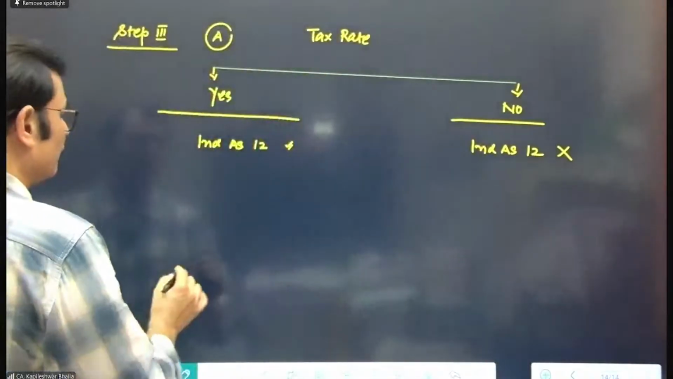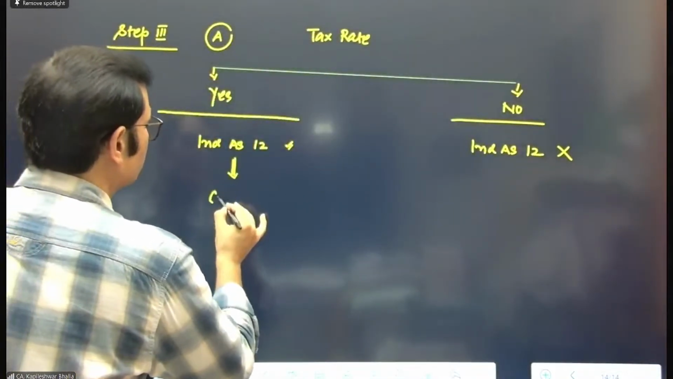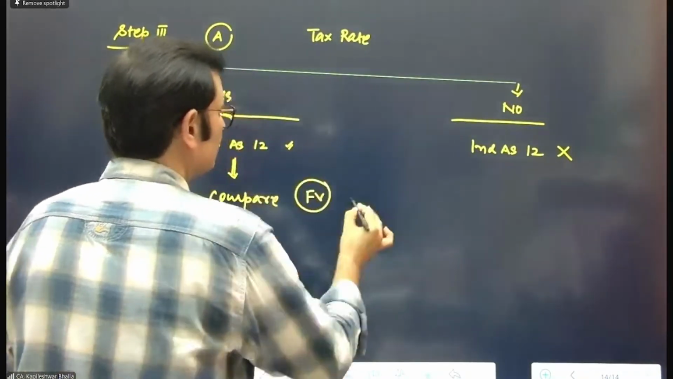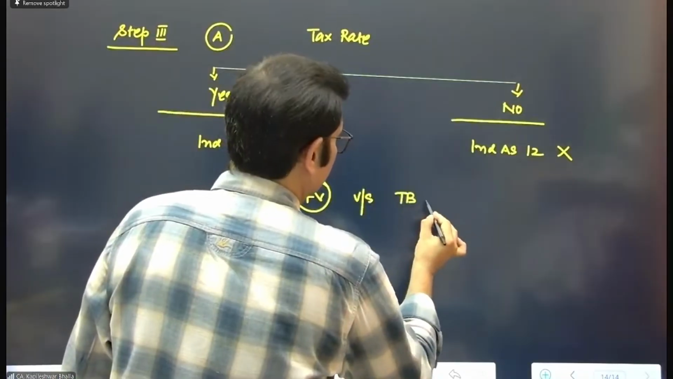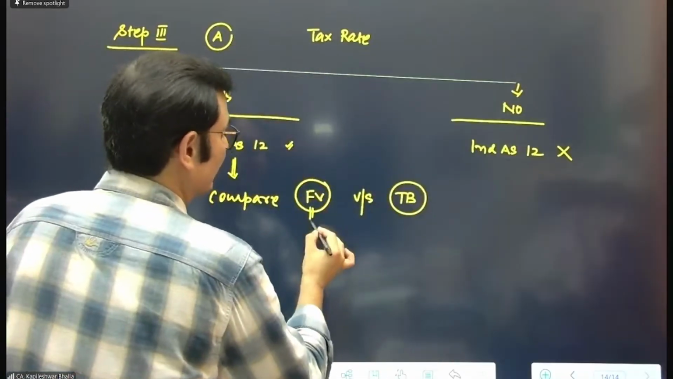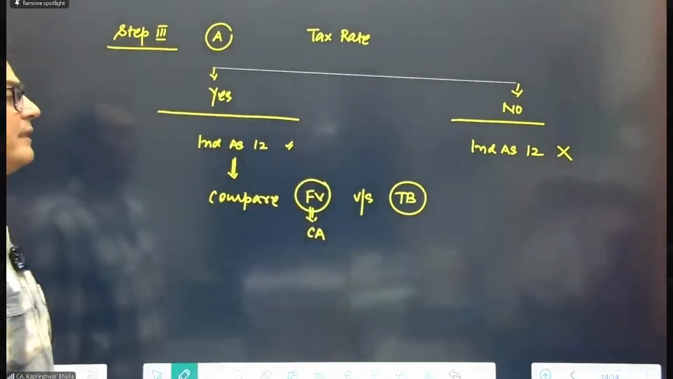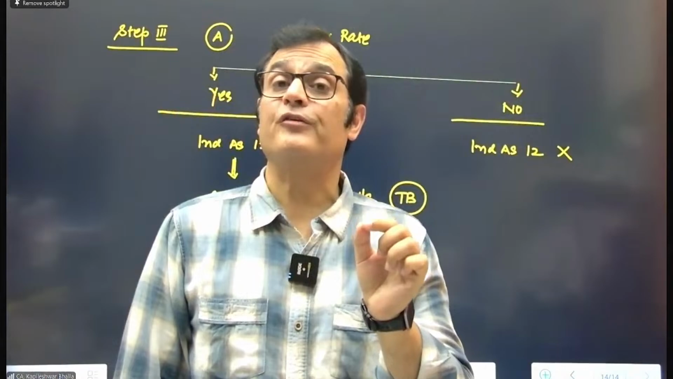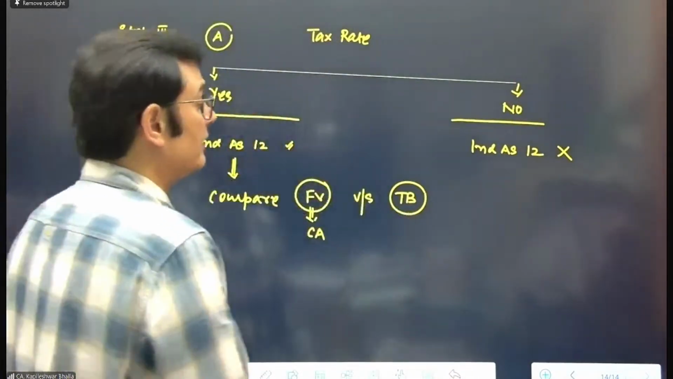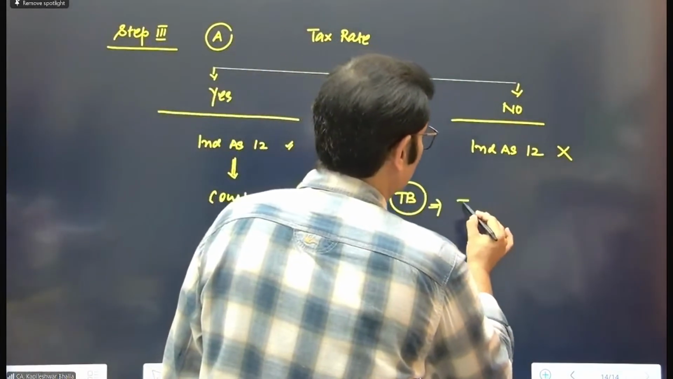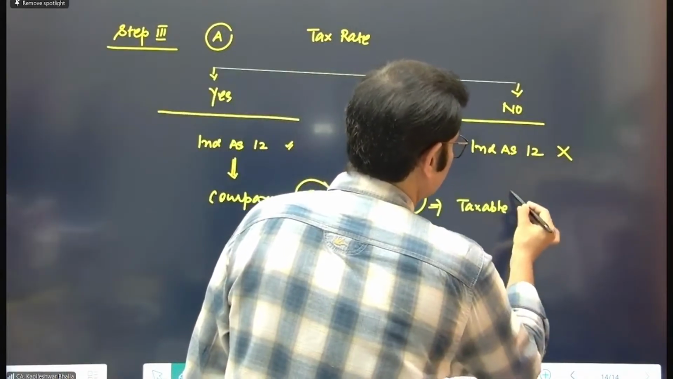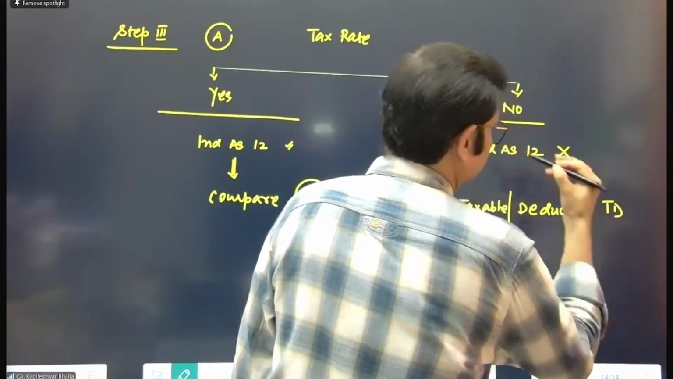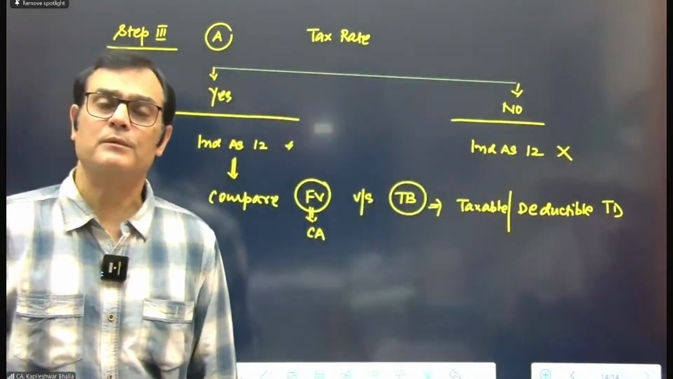So you need to make a list of all those assets and liabilities. You need to compare the fair value versus the tax base, because the fair value for the purposes of Ind AS 103 is nothing but the carrying amount for Ind AS 12. So you will compare the carrying amount, which is equal to the fair value, versus the tax base, and this will give you, as you already know, a taxable temporary difference or a deductible temporary difference.